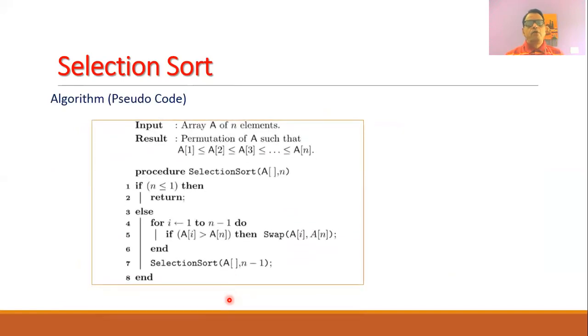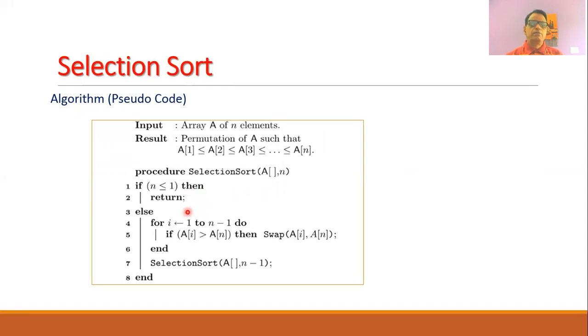Now we can go for writing a pseudocode or an algorithm for the selection sort. Suppose our input is an array A with n elements, and our output will be the sorted array. That is, the elements of the array will be arranged in increasing order. Now, initially, we will accept the elements of the array and the number of elements in the array, and we will check if the number of elements n is less than or equal to 1, then it means that we have to exit the algorithm.